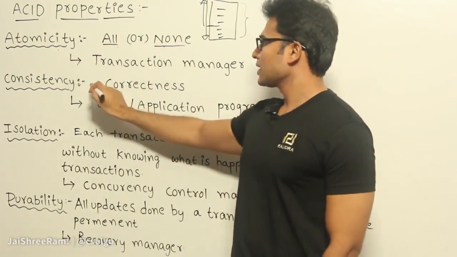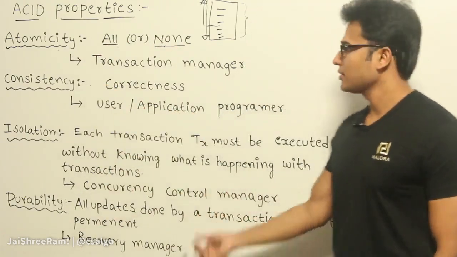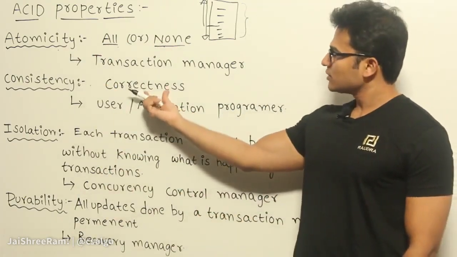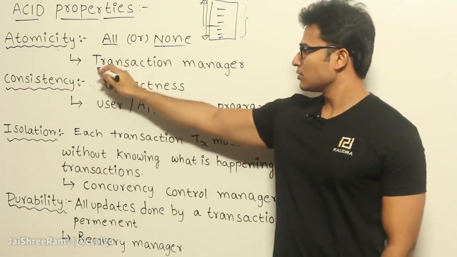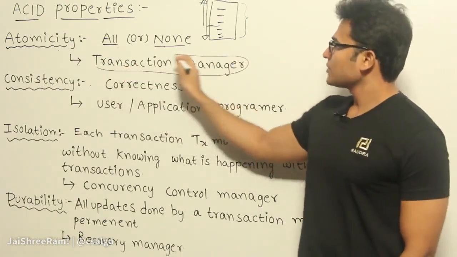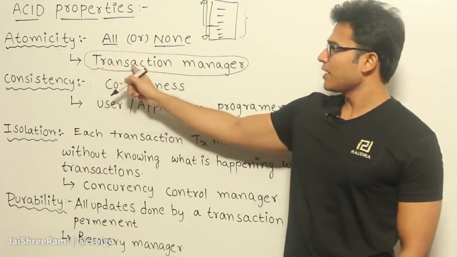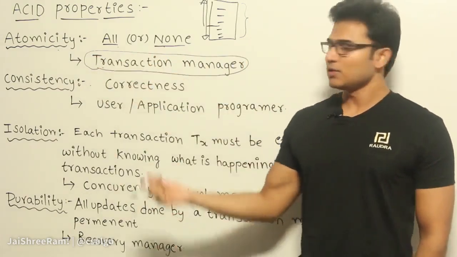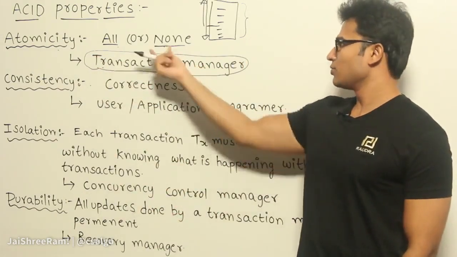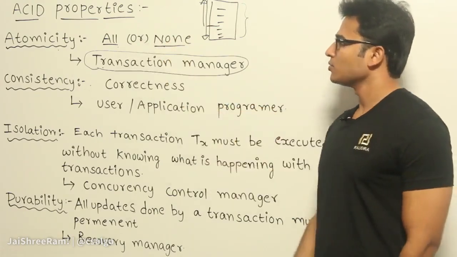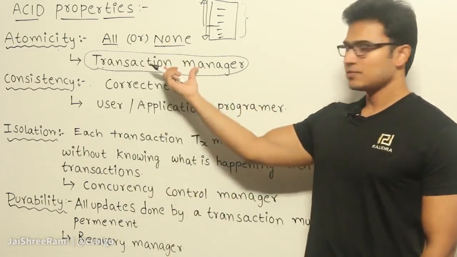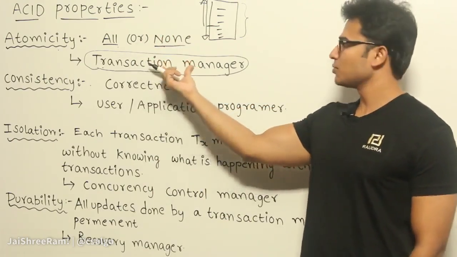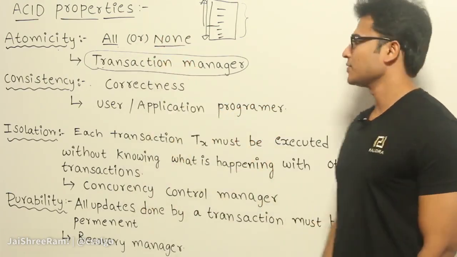And the next one is consistency. Consistency means correctness. Who is responsible for looking at atomicity? The transaction manager itself. The transaction manager is supposed to see that either you are going to do it completely or you are not going to do it at all. The software which is responsible for it is called the transaction manager.